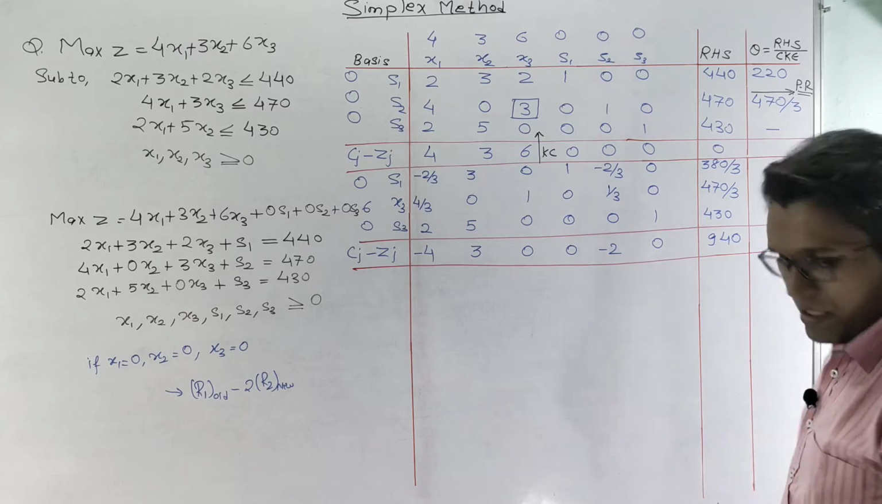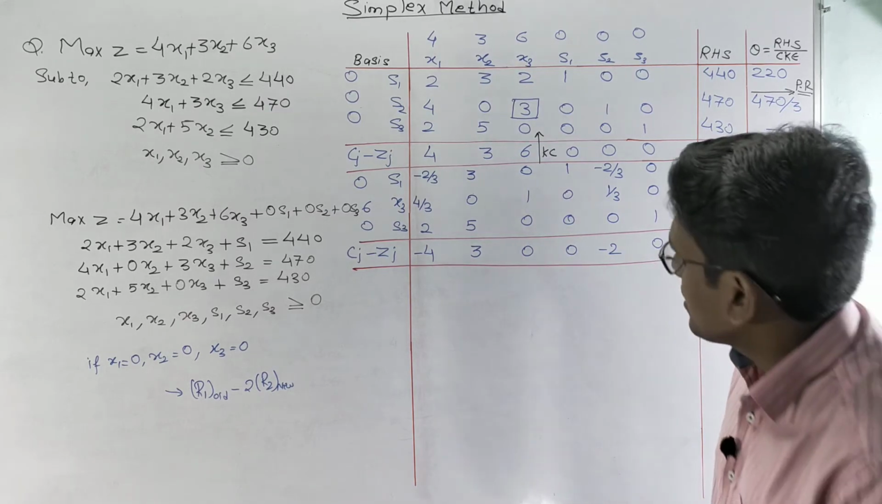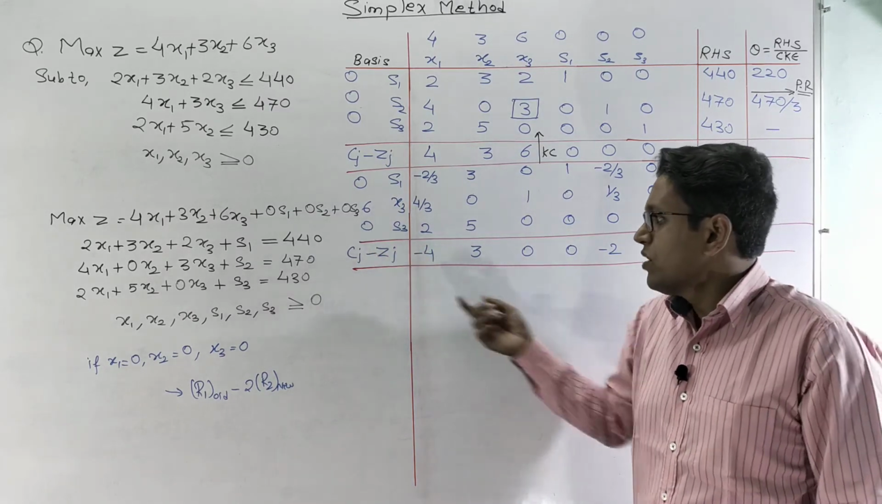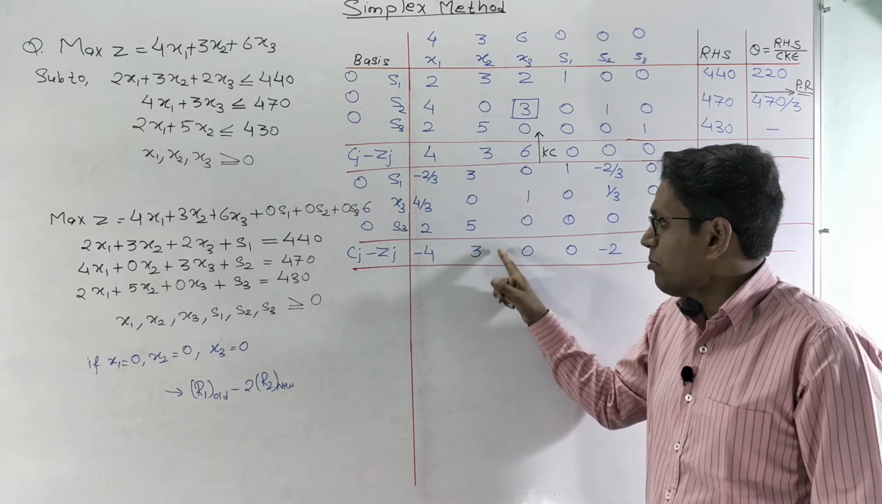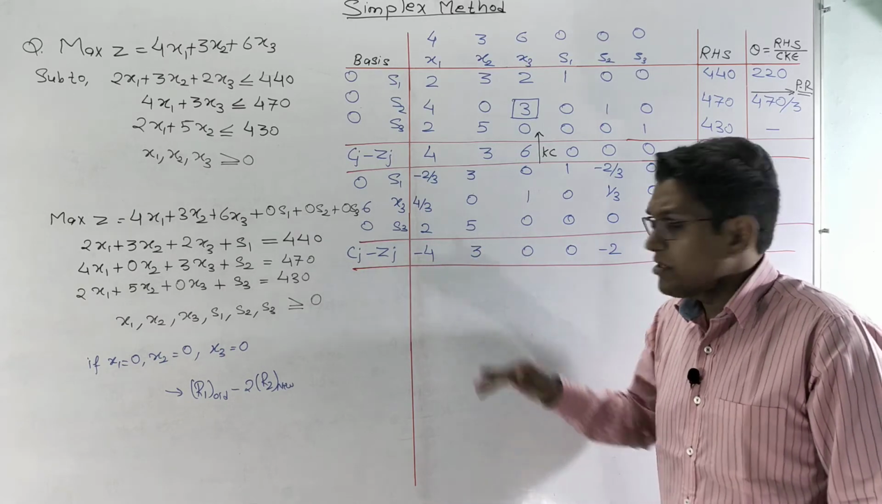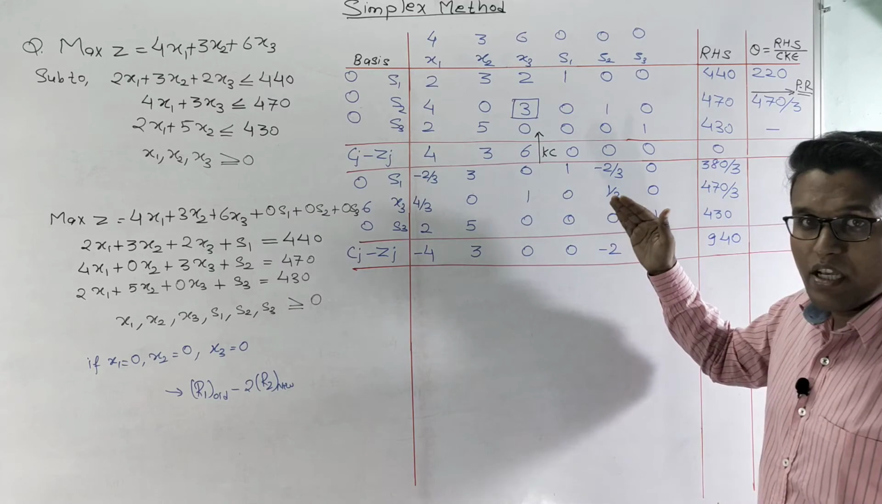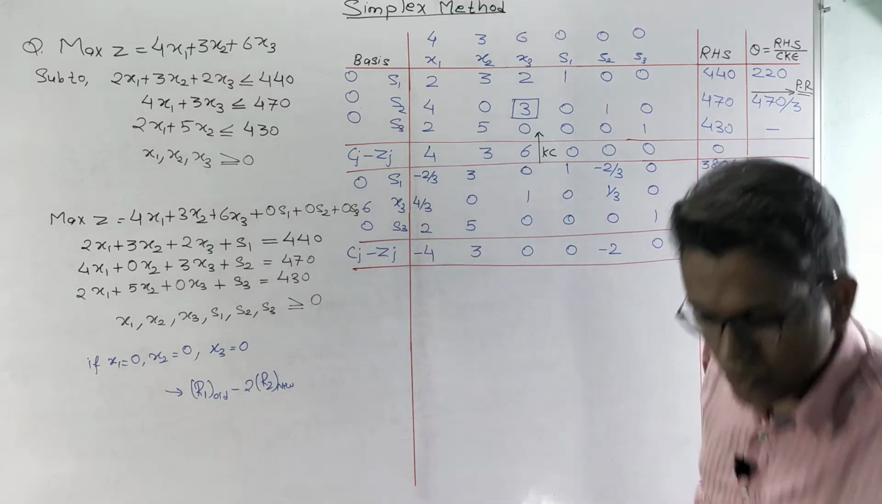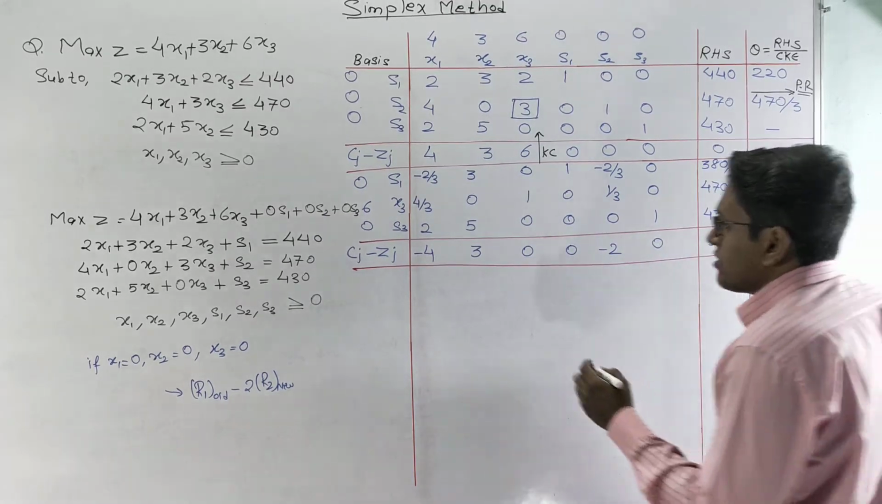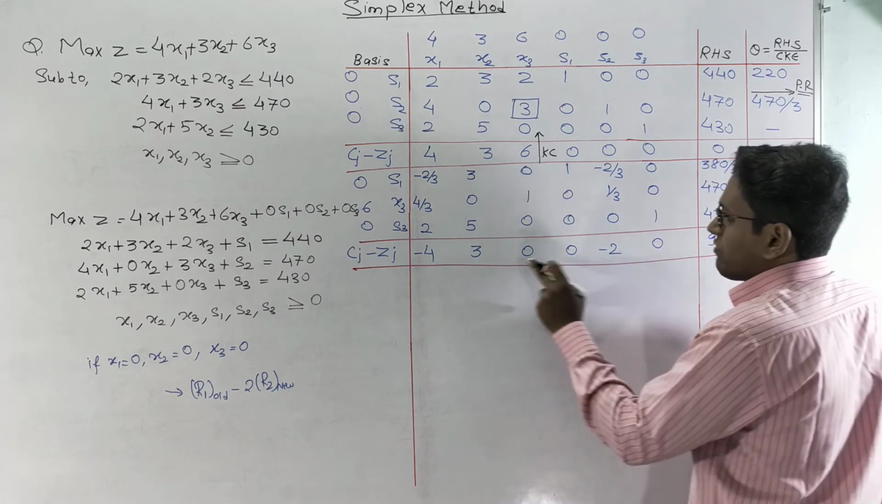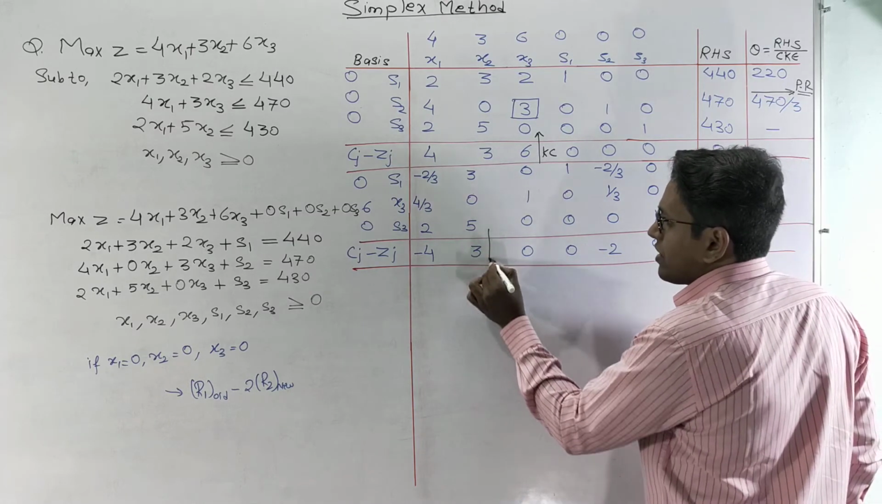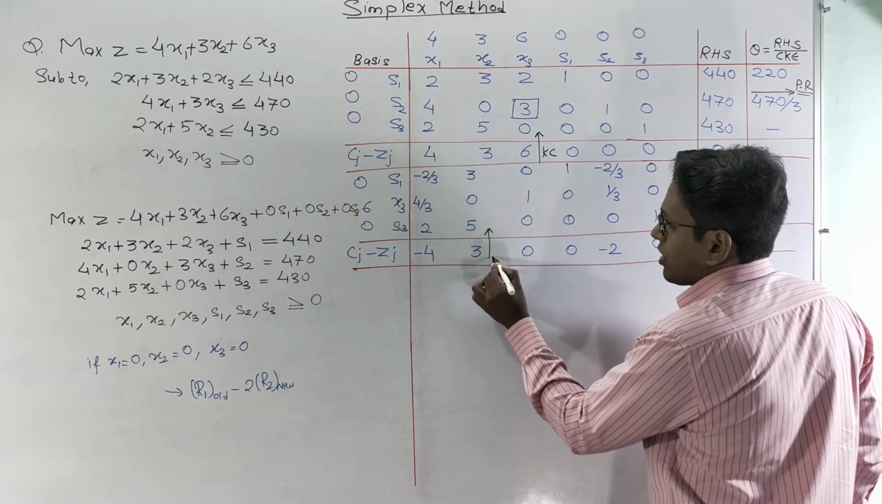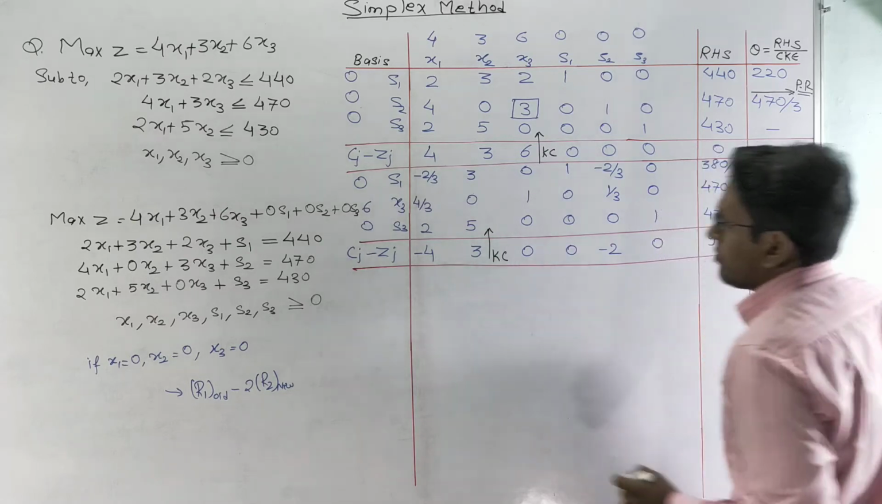Okay, now as we can see here, in the Cj minus Zj row there is still one positive value. That means there is still scope for improvement in this problem. So again we'll do the same process. We'll select the maximum positive value here, which is 3, and this column is called the key column.